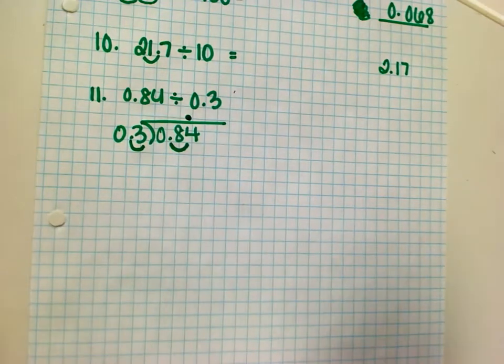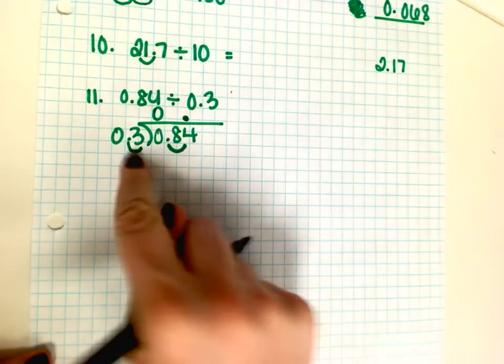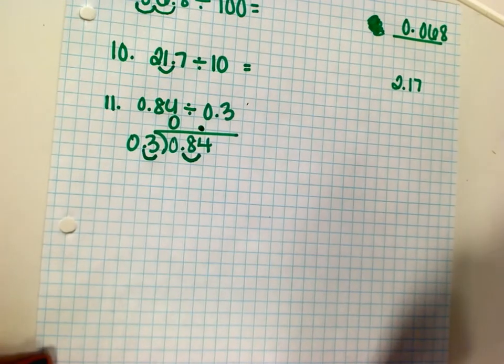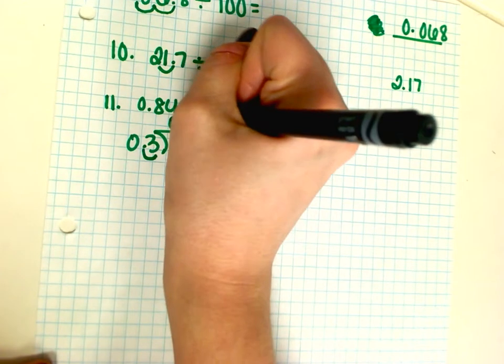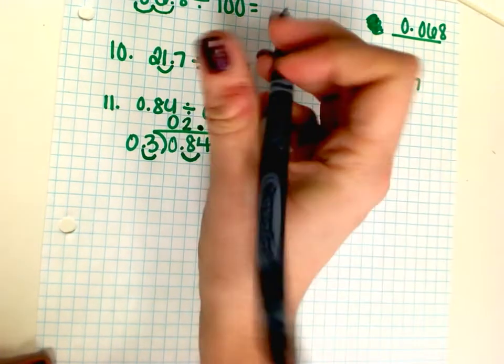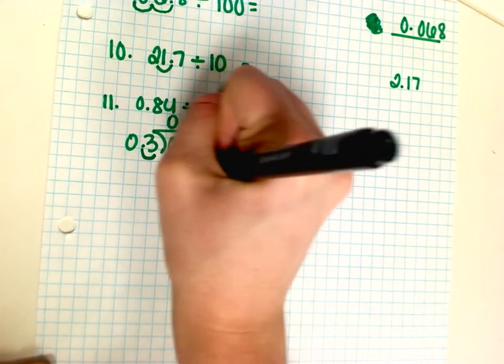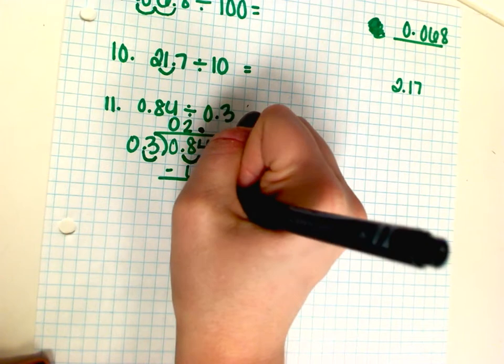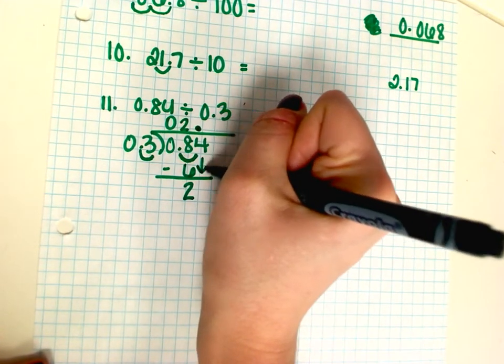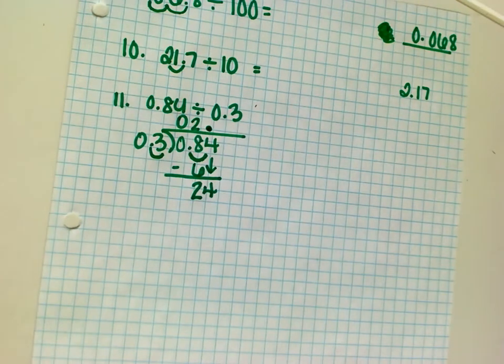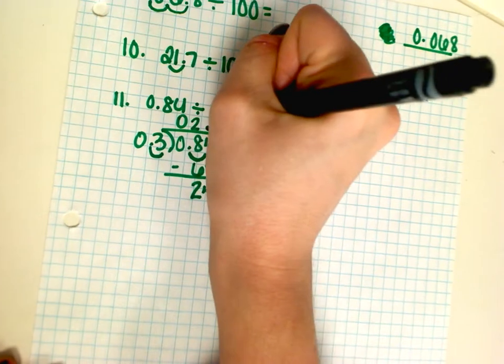Can 3 go into 0? No. Can 3 go into 8? Yes. How many times? 2. Good. 2 times 3 is? 6. Good. 8 minus 6 is? 2. Good. 3 can go into 24 how many times? 8.